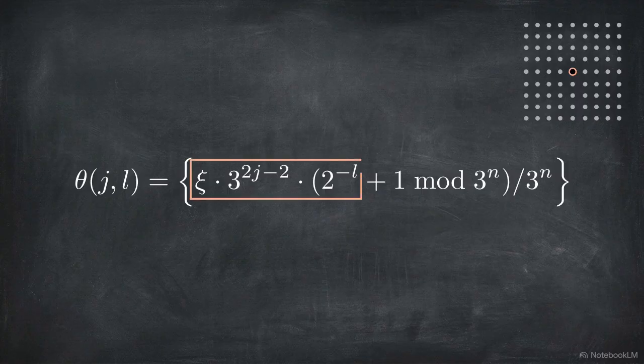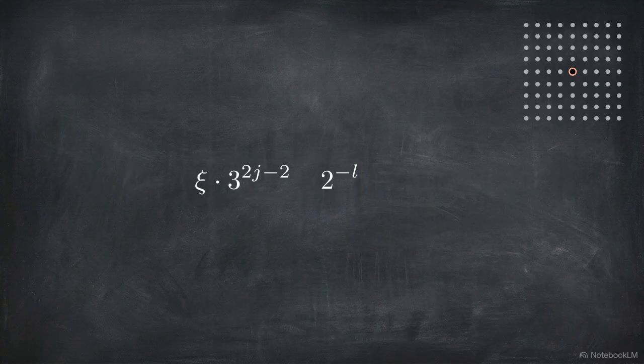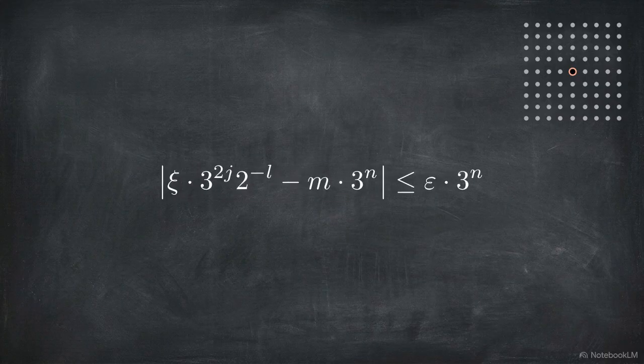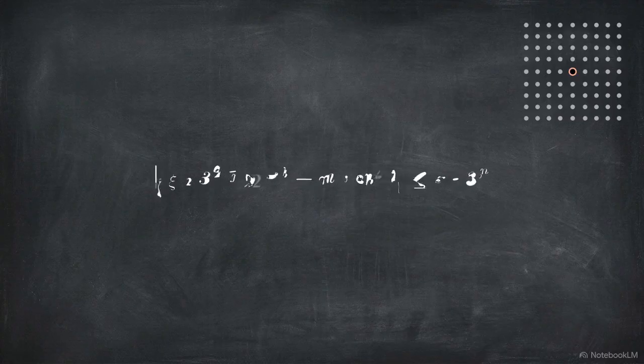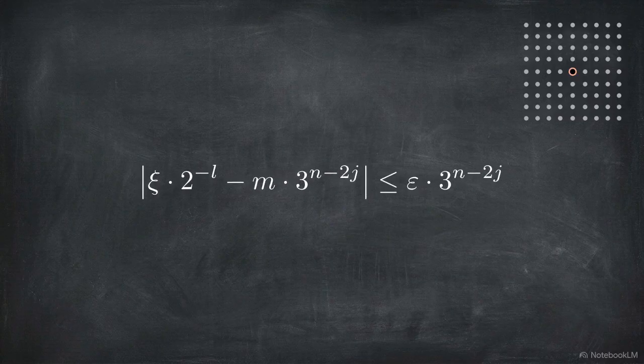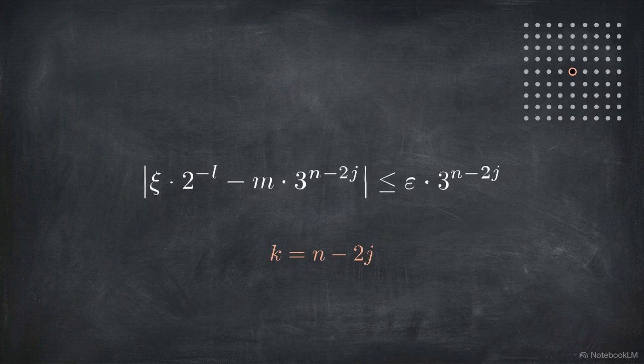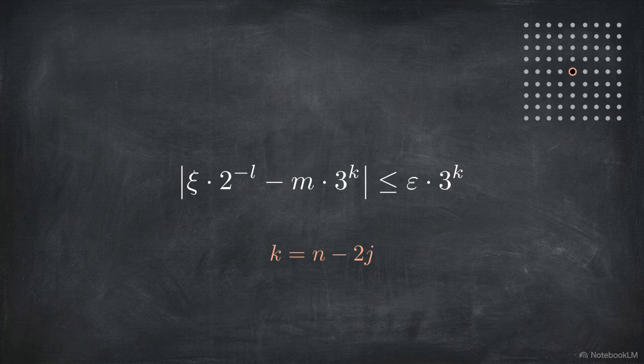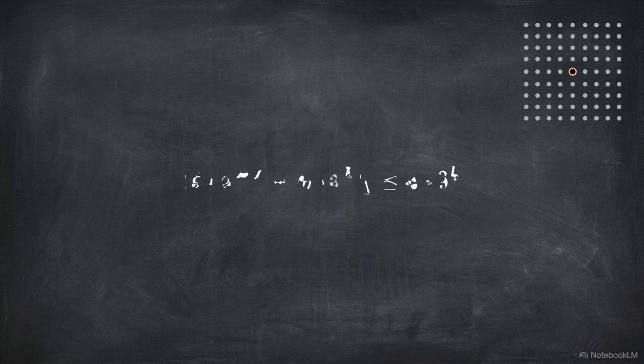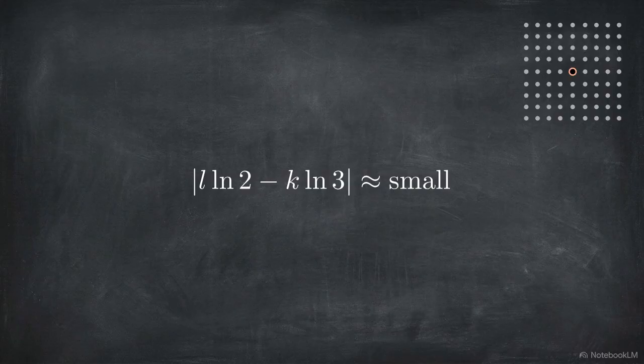To understand how this local phase behaves, we evaluate the dominant term inside the fractional part, the pure geometric contribution, given by xi times 3 to the 2j times 2 to the l. We can algebraically unspool this modular condition on the group Z mod 3 to the n Z. By dividing out 3 to the 2j and rearranging the terms, we convert the modular restraint into a real approximation inequality. This sets an upper bound on the distance to an integer m.